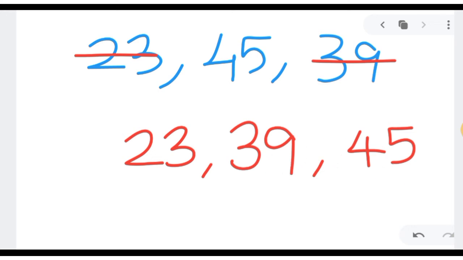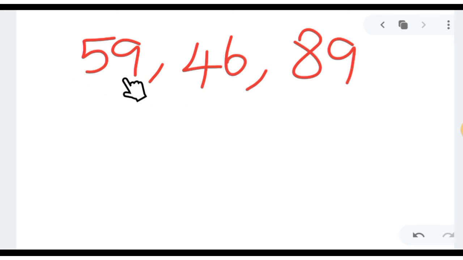Let's see the other example. Can you read these numbers? 59, 46, 89. Now we are going to arrange the numbers in ascending order. What is ascending order? From the smallest to the biggest. Let's see which is the smallest number of these 3. For that, what do we have to do? We have to see the first digit in each number. Let's see here. 5, 4, 8. Which is the smallest here? 4 is the smallest. So what is the number? 46. We should write that first.